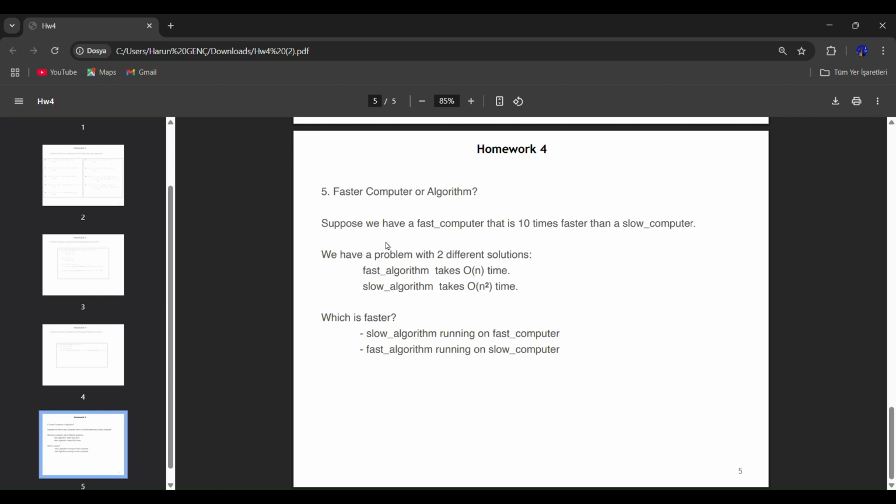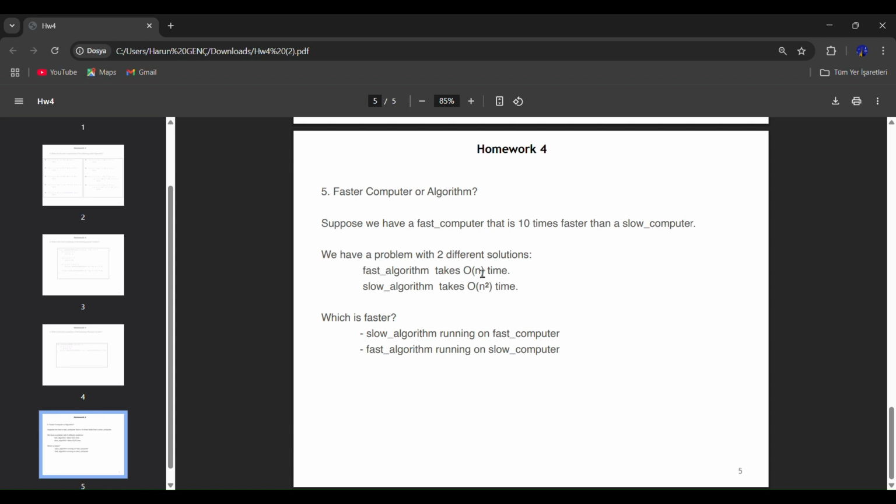Case one: the slow algorithm on the fast computer. The running time constants are ignored by big O notation, so it is O(n squared) on both. Okay, we have a problem with two different solutions. The fast algorithm takes O(n).